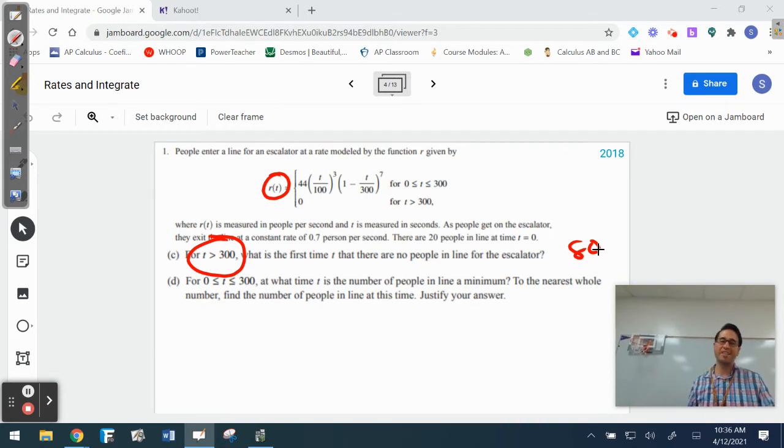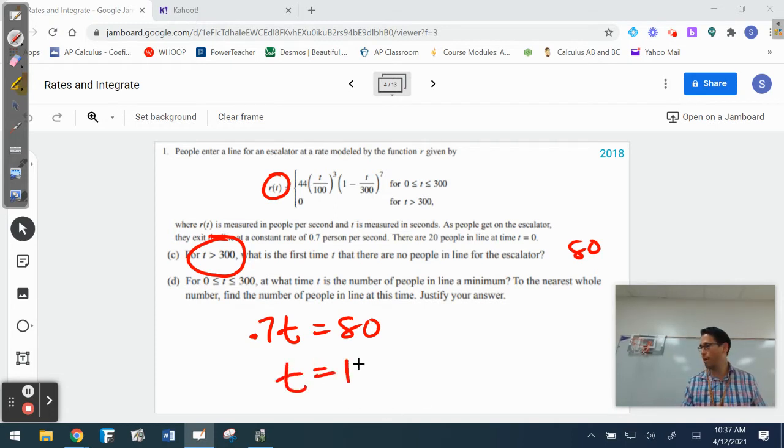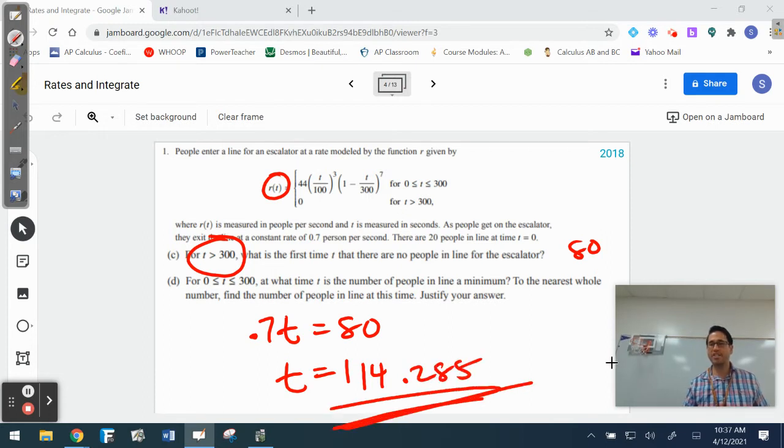Well, let's associate this with people leaving. Remember, people leave at a rate of 0.7. So 0.7 times time would give me people, right? 0.7 is person per second, T is seconds. So 0.7 person per second times seconds is going to give me the total amount of people, which would be 80. So I'm going to set it equal to 80. And if I solve that, I get 114.285. Now you just have to be careful. That's how long it takes to get rid of those 80. Get rid of them.